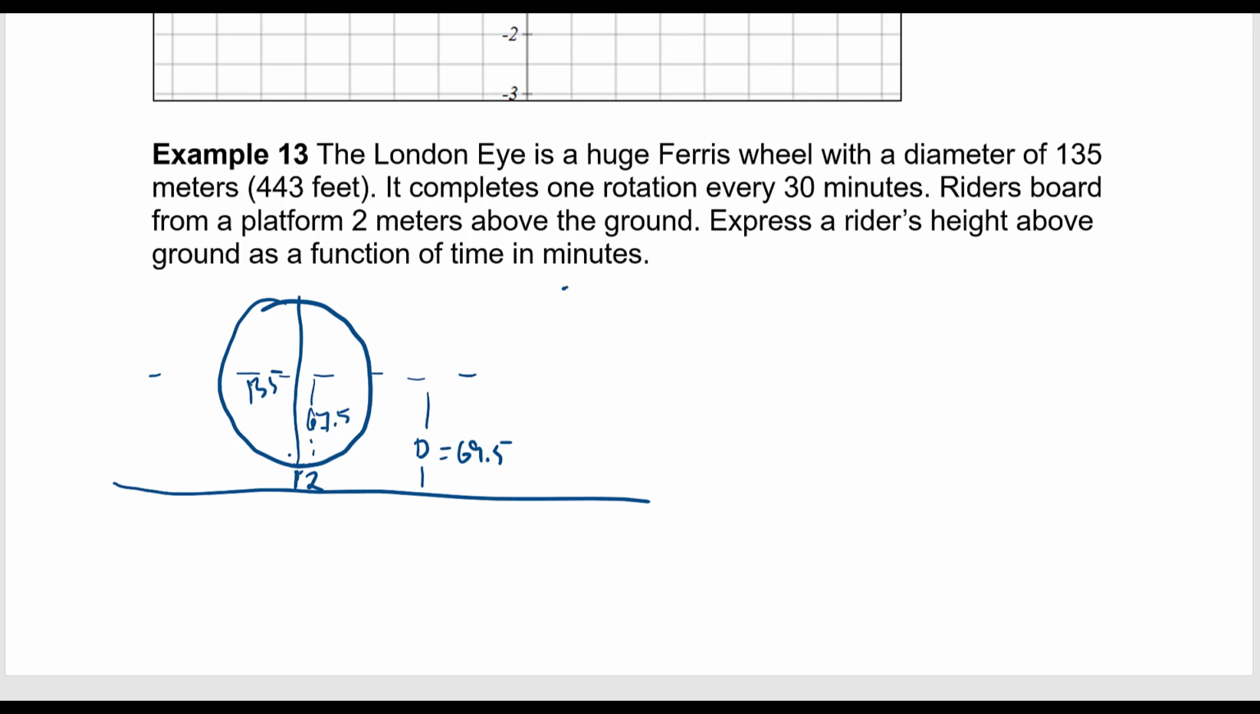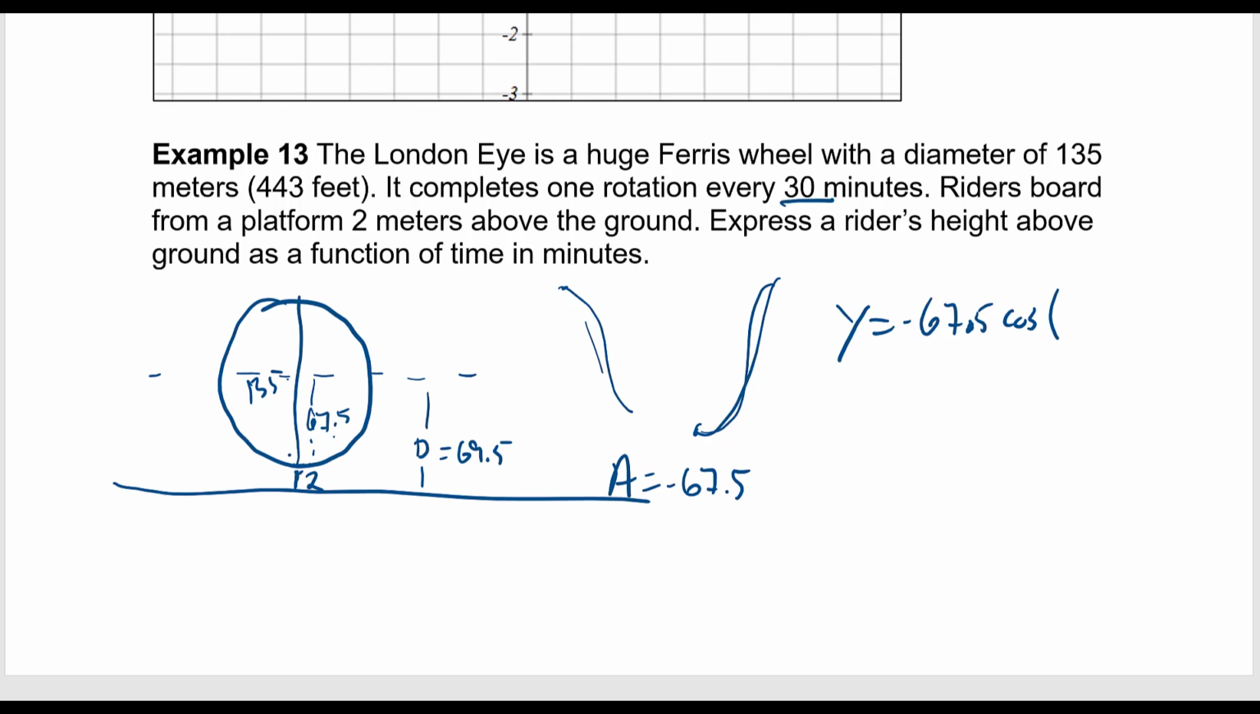Now, starting low, you go around for 30 minutes and you come back down to that same spot. So normally a cosine would start high and go down. We're starting down and going up. So it's going to be a negative amplitude. The amplitude above and below the center line is 67.5. So we're going to go with our A being negative 67.5 because we're starting down and going up. So y equals negative 67.5 times cosine of, now I need my period.